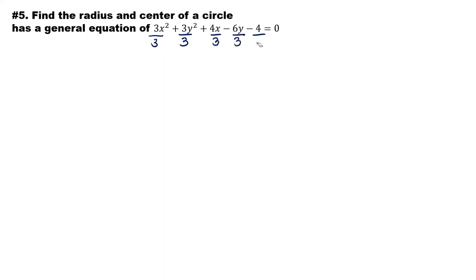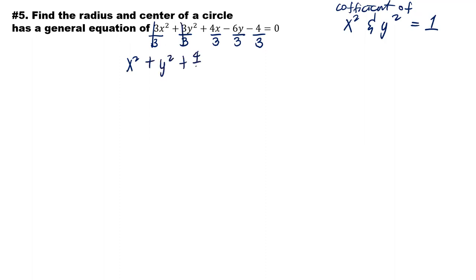Okay? The purpose of dividing by 3 is that we want the coefficient of x squared and y squared to be equal to 1, so that we don't need to use another formula in completing the square. Okay? So it will be x squared plus y squared plus 4/3 x minus 6 divided by 3 is 2y minus 4/3 is equal to 0.